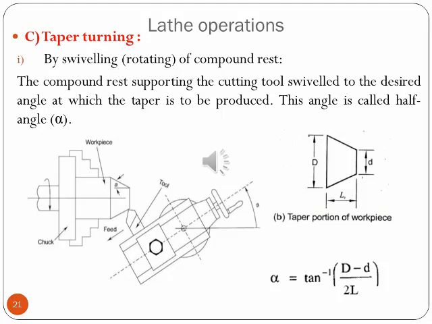slide moves in that particular direction when the workpiece is revolving, and the formula for calculating the angle alpha is equal to tan inverse of (D minus d) divided by 2L, where capital D is the larger diameter, smaller d is the smaller diameter of the taper that is required to be produced, and L is the length of the taper that is required to be produced. You can see clearly from the diagram below.